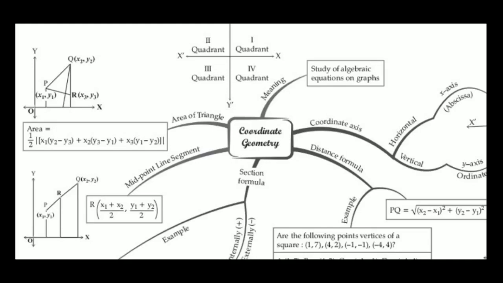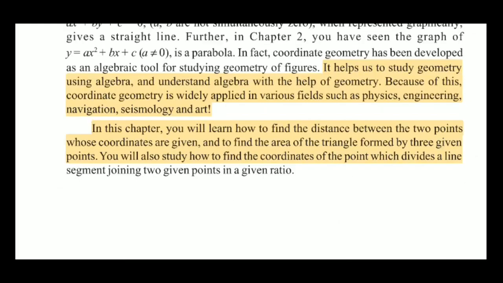Students, before starting this chapter, once again I want to repeat the meaning of coordinate geometry. Two words are used here, coordinate and geometry. So it is the combination of algebra and geometry. It is clearly written that it helps to study geometry using algebra. That's why it is known as coordinate geometry.